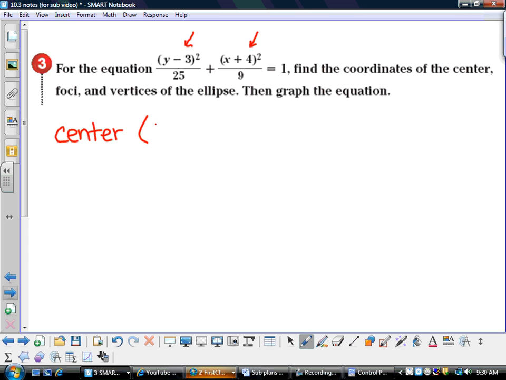The center is not at 3 comma negative 4. That has it switched up. The negative 4 is actually with the x, and the 3 is with the y. You'll see that often in the homework, so just be aware of it and be really careful as you're finding the center. Make sure the x number is coming first and the y number is coming second.